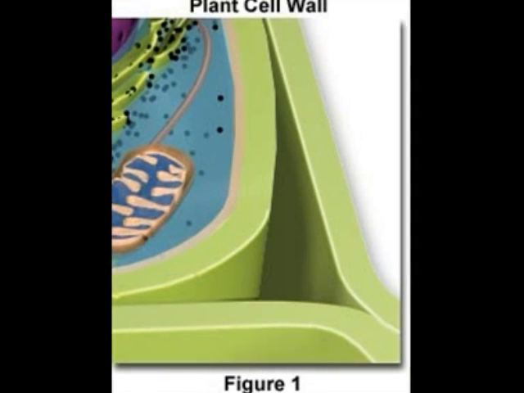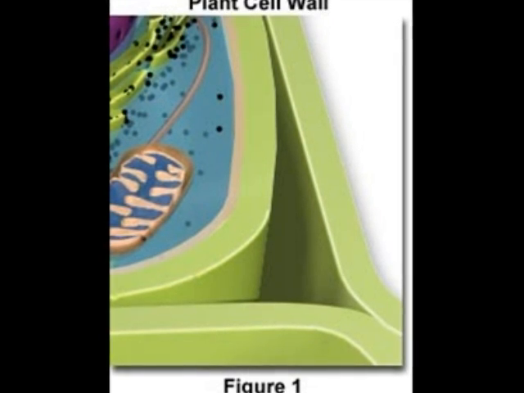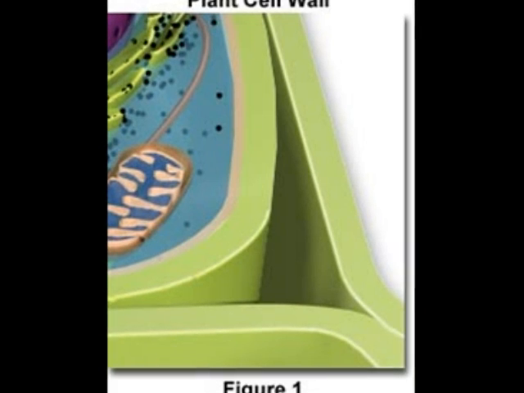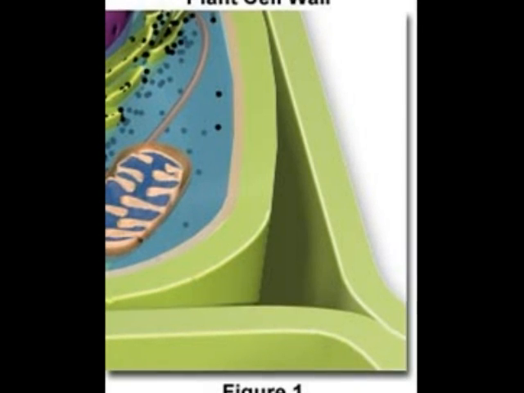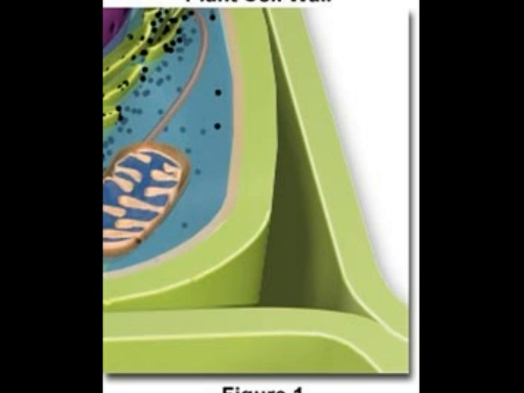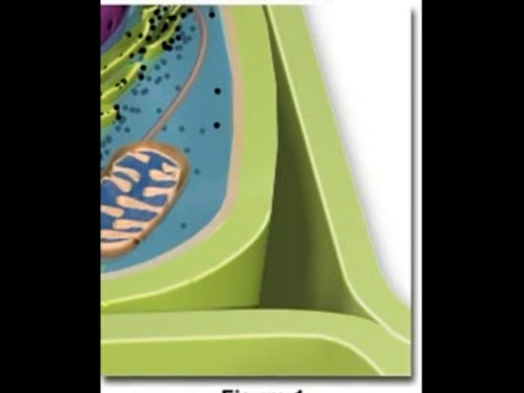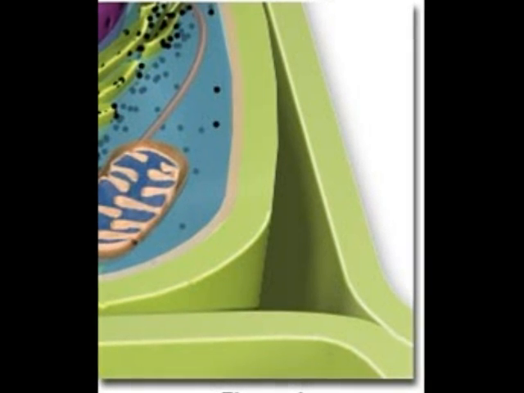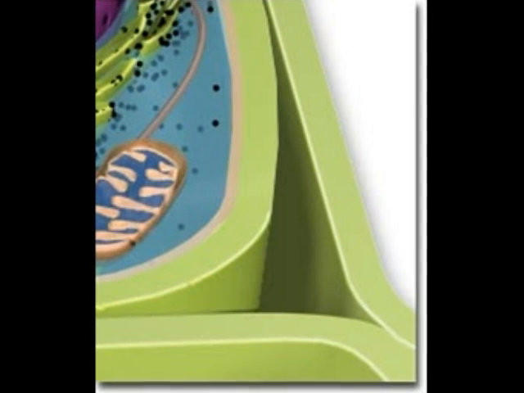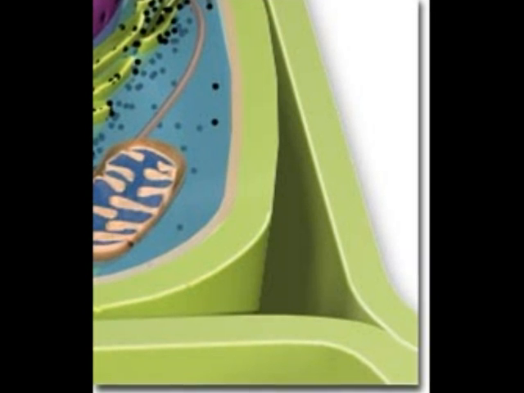Okay, class, today we are going on a tour through the amazingly awesome plant cell. In this tour, you will go in and learn the functions of all the plant cell organelles. Right now, we are looking at the outside of the plant cell. What you are seeing is the cell wall. An animal cell does not contain a cell wall.